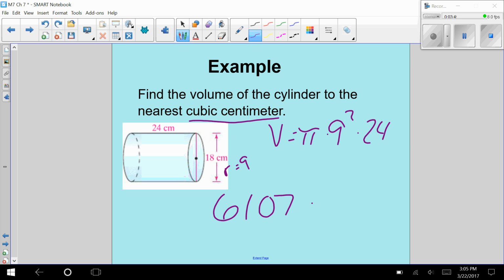6,107 cubic centimeters. Here's your assignment.